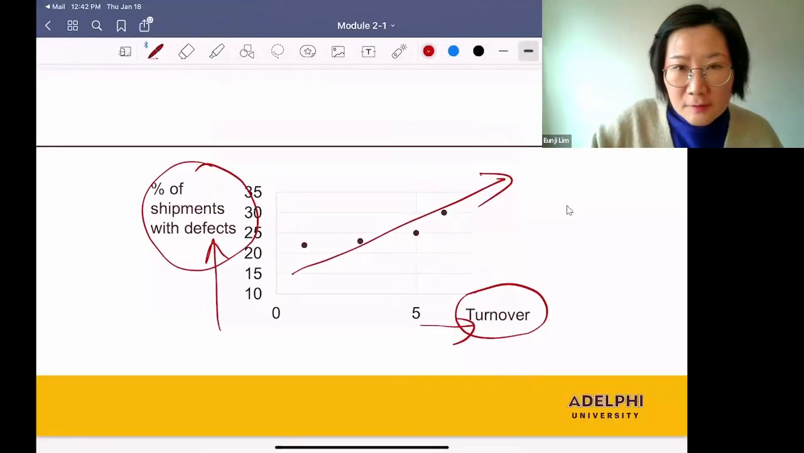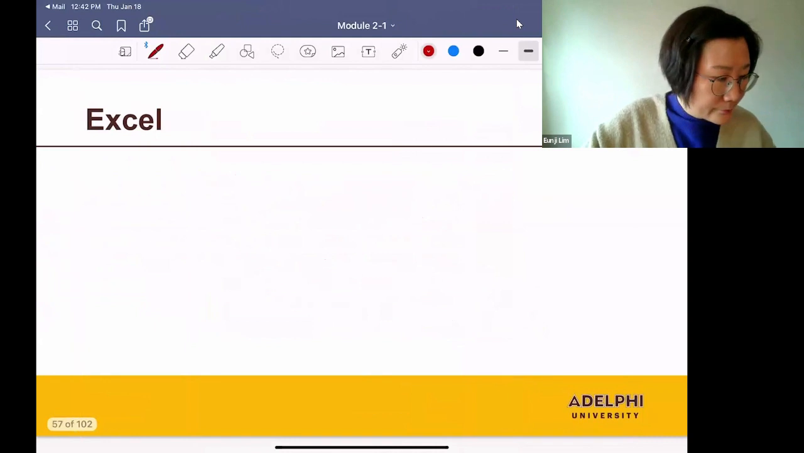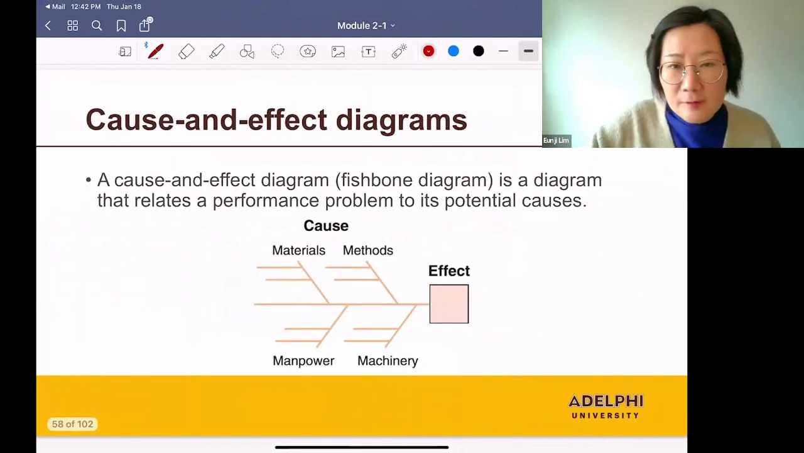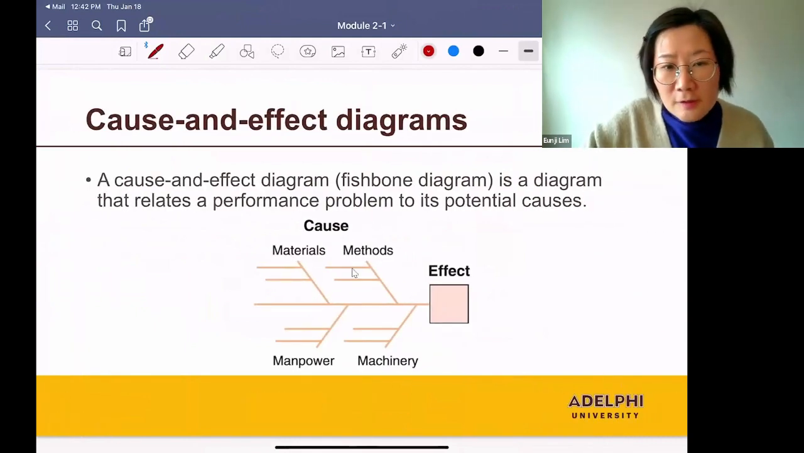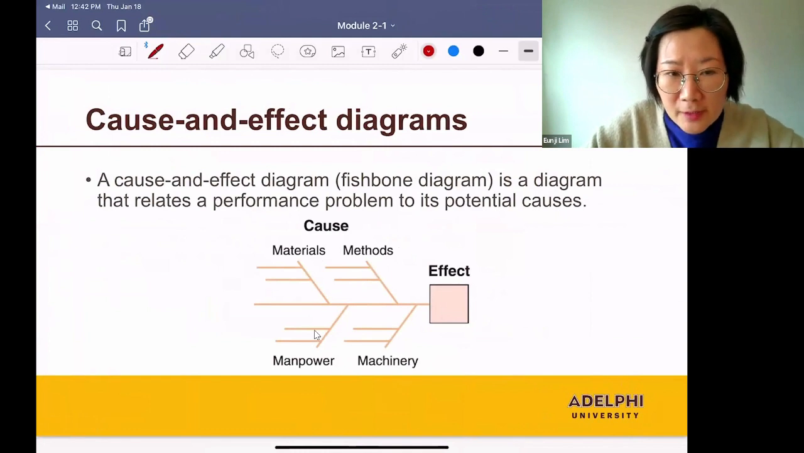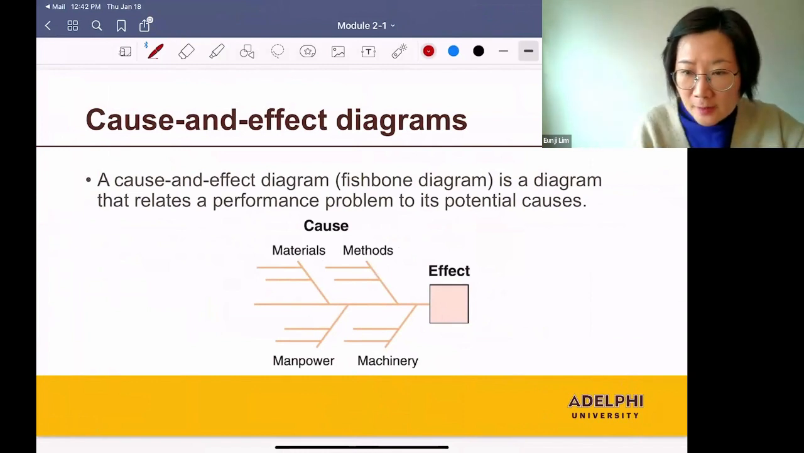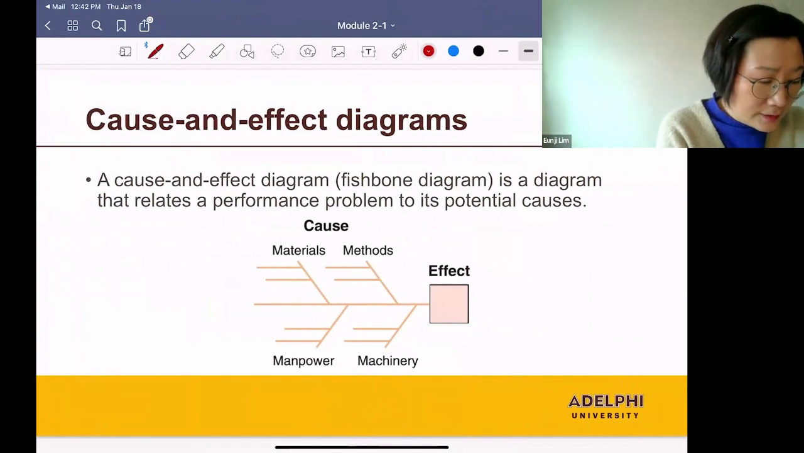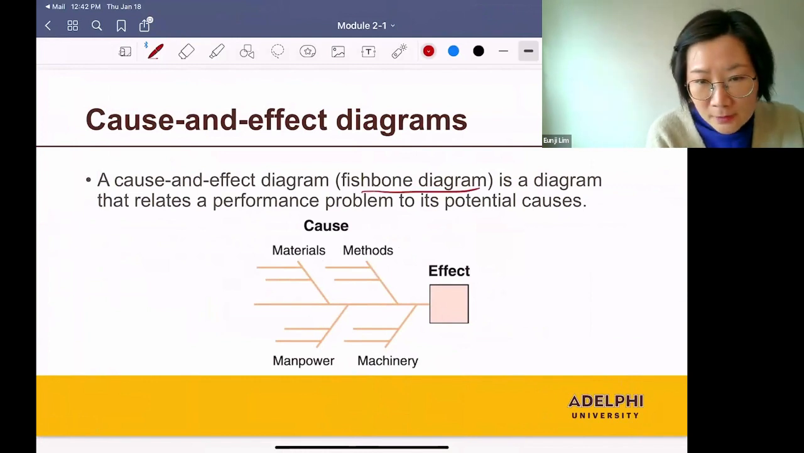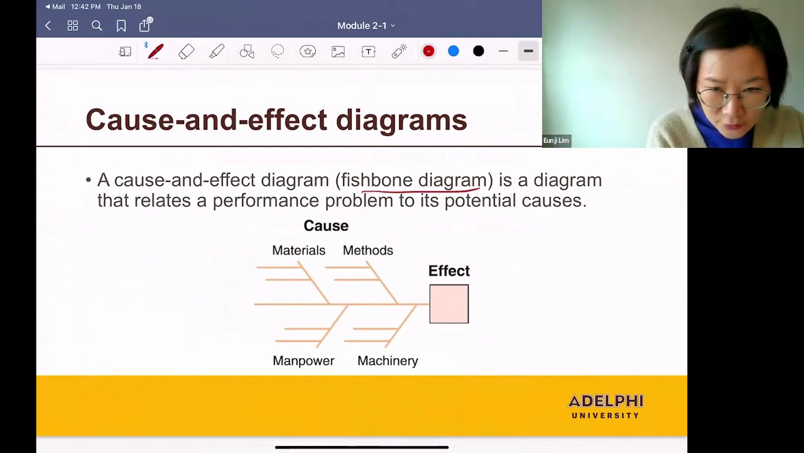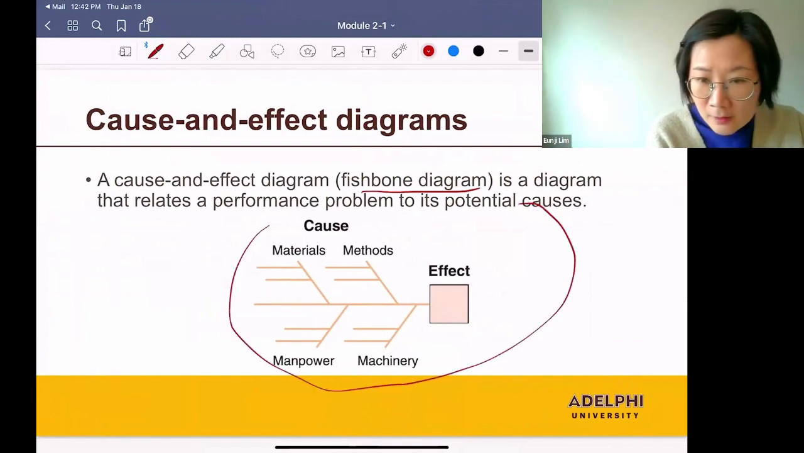Okay, now the next topic is cause and effect diagrams. A cause and effect diagram is a diagram that relates a performance problem to its potential causes. It's also called a fishbone diagram, and it looks like a fish. This is the typical structure of the cause and effect diagram.